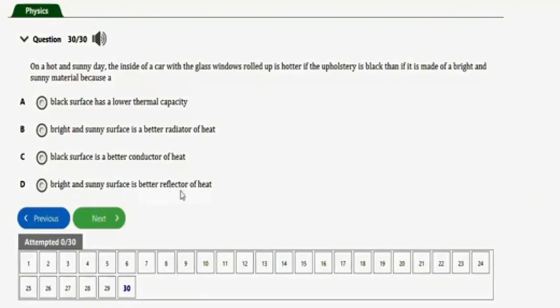So I think we have answered this question before as well. The correct option to this question is option D. So the correct option is what? Option D. Bright and shiny surface is a better reflector of heat. Alright, so that's it for these questions under heat transfer for physics. Hope you learned something interesting from the video. Let's call it a video, guys.